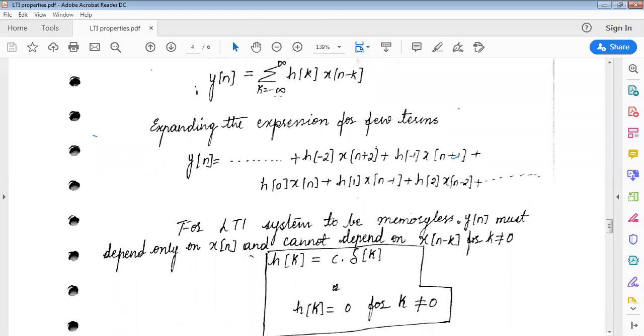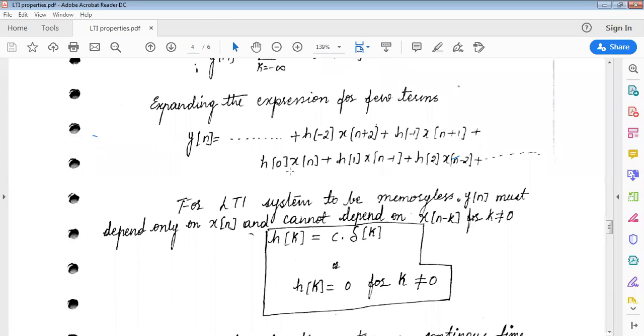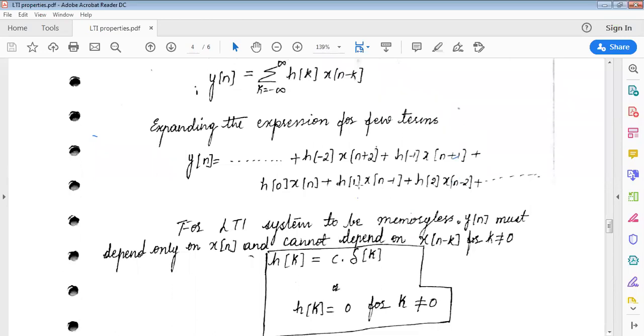From minus 2 to plus 2, when k is equal to minus 2, this becomes h of minus 2 into x of n minus of minus 2. So this becomes x of n plus 2. Plus, when k is equal to minus 1, h of minus 1, x of n plus 1. Plus, when k is equal to 0, h of 0 into x of n. When k is equal to 1, h of 1 into x of n minus 1. And similarly, when k is equal to 2, h of 2 into x of n minus 2.